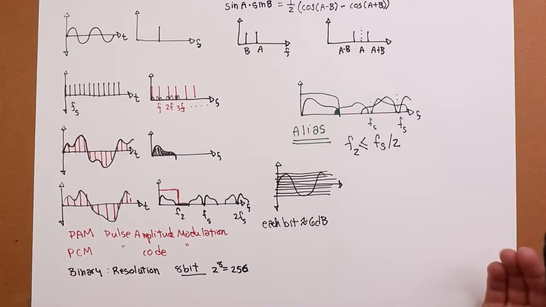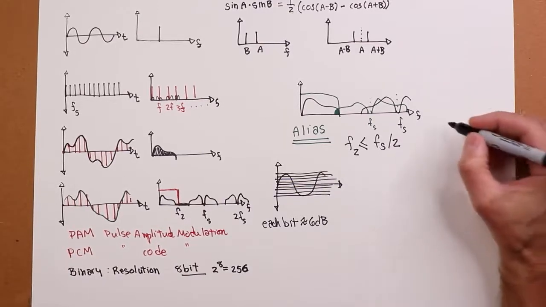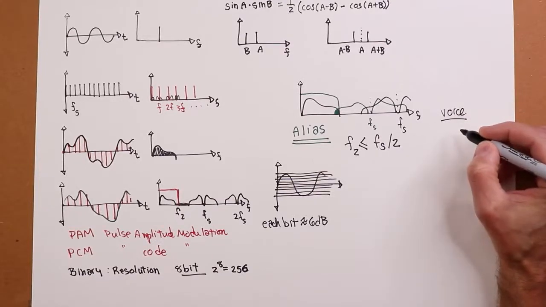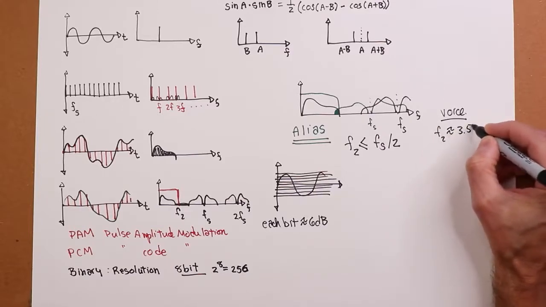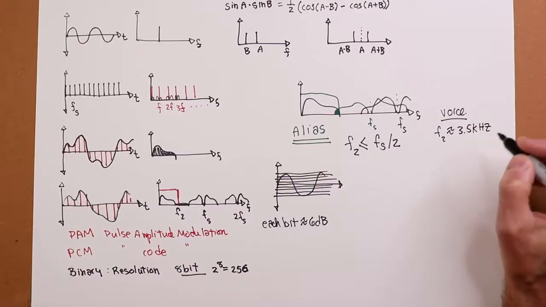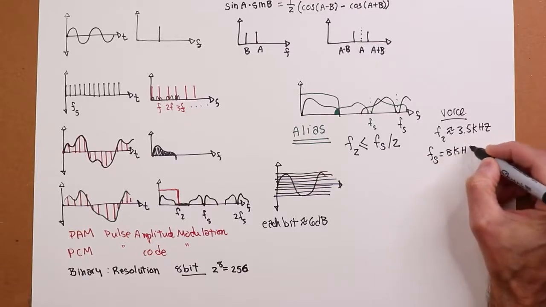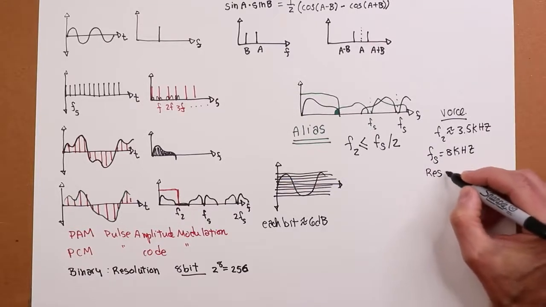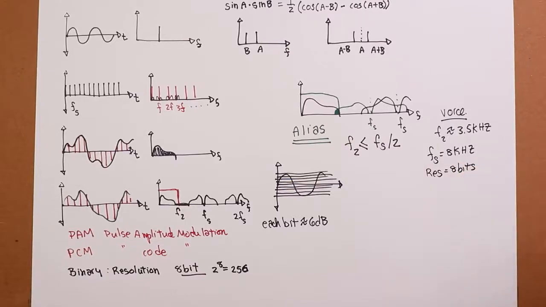So let's take a look at a couple of quick examples here, right? So if I was to do a standard telephone voice channel, the F2 on this would probably be around 3.5 kilohertz. And a phone is not really high quality audio. So we would do a sampling frequency of about 8 kilohertz. And you know, we're not looking for super hi-fi here, so the resolution might be 8 bits. That's, you know, more than sufficient.